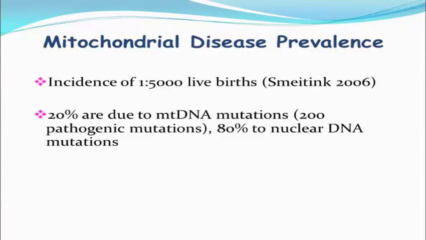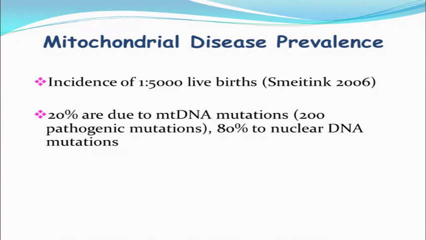The disease frequency for mitochondrial disorders is 1 in 5,000 live births. 20% of the diseases are caused by mutations in mitochondrial DNA, whereas the majority are caused by nuclear DNA mutations. In order to have comprehensive DNA testing, next generation sequencing is the best platform for detecting this condition.